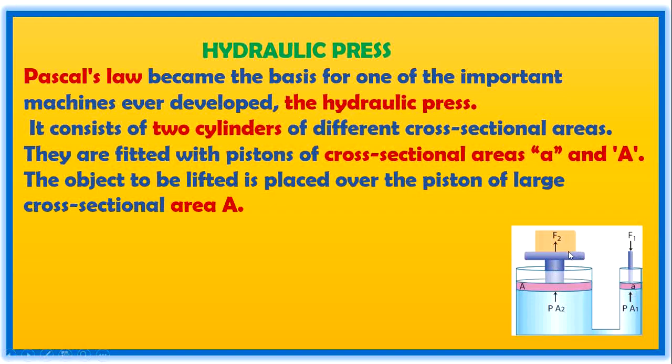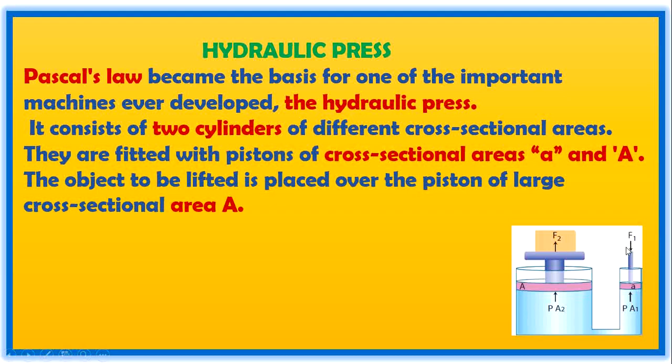The object which we have to lift is kept on the piston that has the large cross-sectional area A. Now the force F1 is applied on the piston of small cross-sectional area. This force produces pressure. This pressure is transmitted equally to the large cylinder. Now this pressure produces the force F2, and the force F2 acts on A, which is more than the force F1.